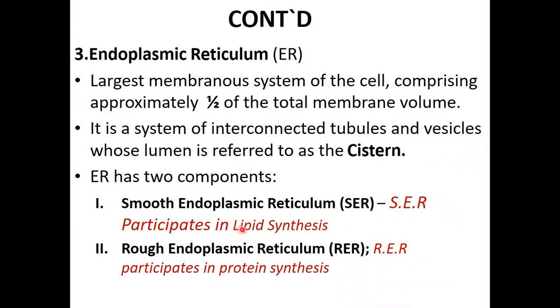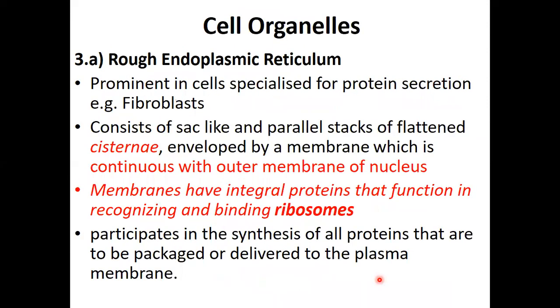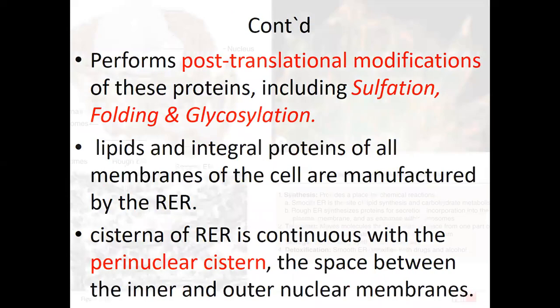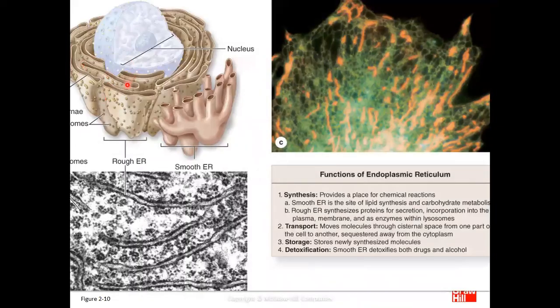So in summary, the smooth endoplasmic reticulum is where lipids are synthesized, and rough endoplasmic reticulum is where proteins are synthesized, but several other functions come in. Now, let's start with the rough endoplasmic reticulum. We have already discussed part of it under ribosome. So I want us to focus on this diagram.